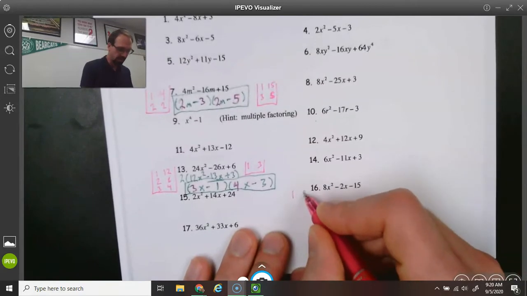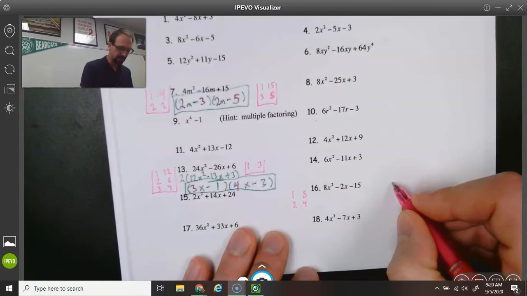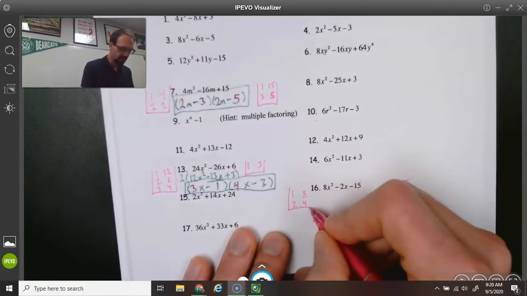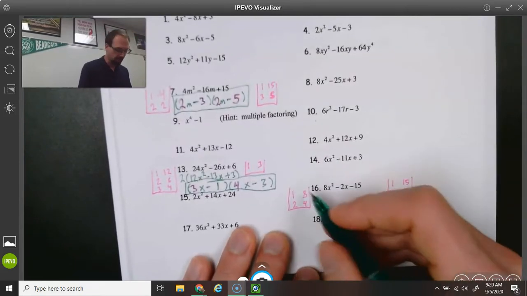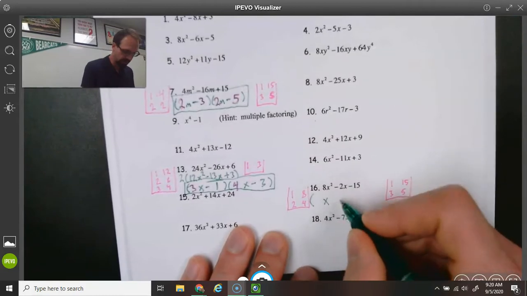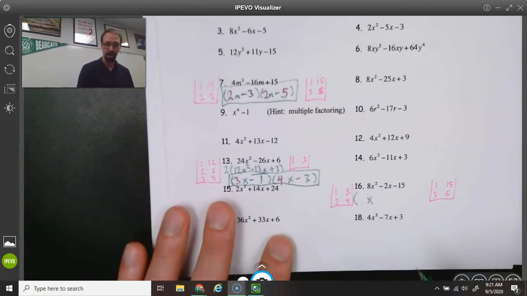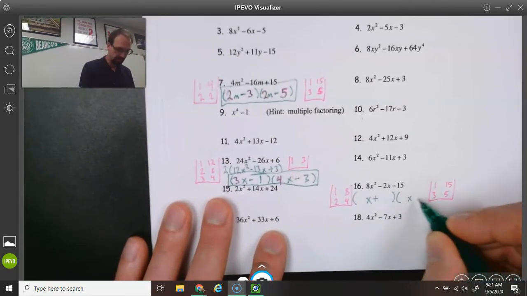Again, my factors of 8 are 1 and 8, 2 and 4. And my factors for 15 are going to be 1 and 15, and 3 and 5. So now that I know that these are my factors, I can jump in with my parentheses. I know I'm going to have an x. Because this is a minus sign, we're going to have 1 plus and 1 minus. So I'm going to have x plus, and then x minus.